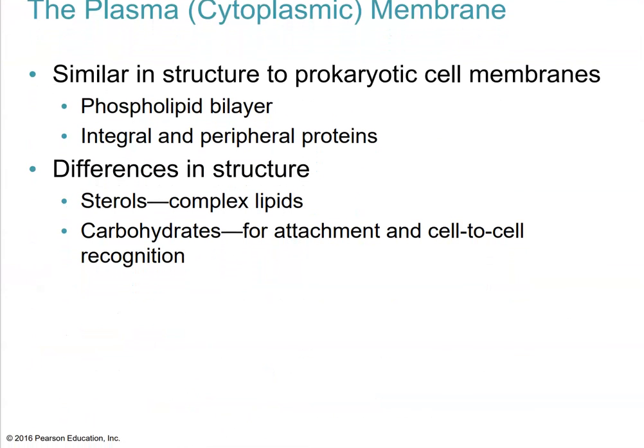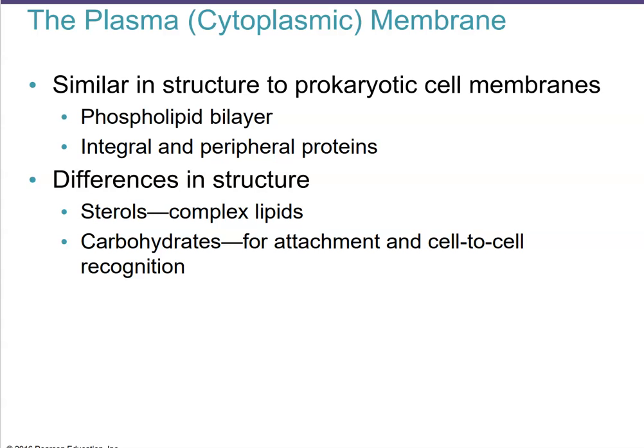And here, take a look at the plasma membrane. The plasma membrane is similar in structure to the prokaryotic cell membrane in that we have phospholipid bilayers, and then we have the typical integral and peripheral proteins. Integral meaning that they span the entire phospholipid bilayer. Peripheral, they are anchored but not embedded in the phospholipid bilayer. There are some differences here in structure. The sterols, like cholesterol, would only be found in the animal phospholipid bilayers, embedded in it. And then we also have these carbohydrates for attachment and cell-to-cell recognition.